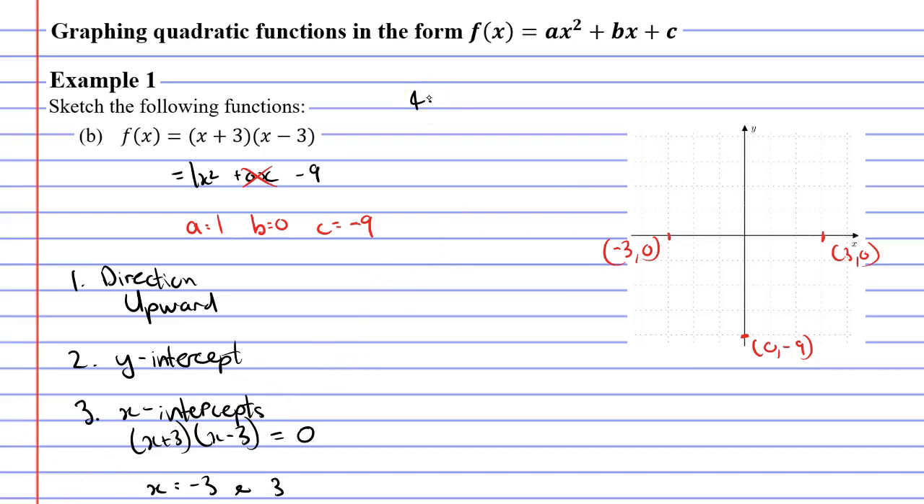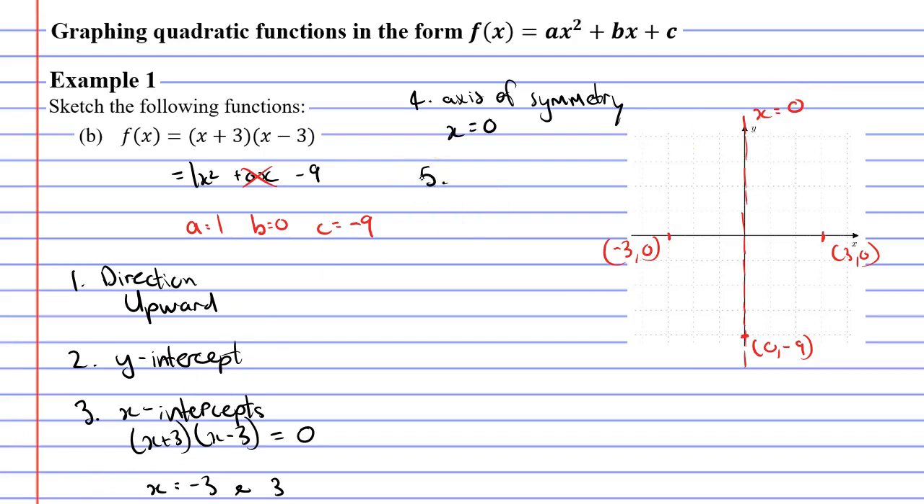The fourth thing we need is the axis of symmetry. So we look at our x-intercepts and think to ourselves, what's halfway between these 2 points? And our axis of symmetry is actually going to go over the y-axis, like so. So the equation for that would be x equals 0.